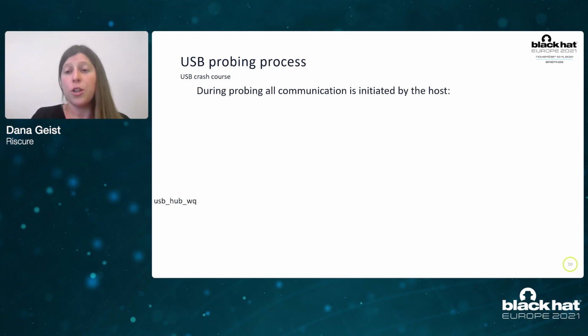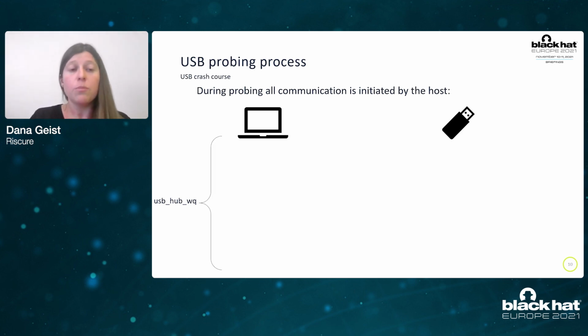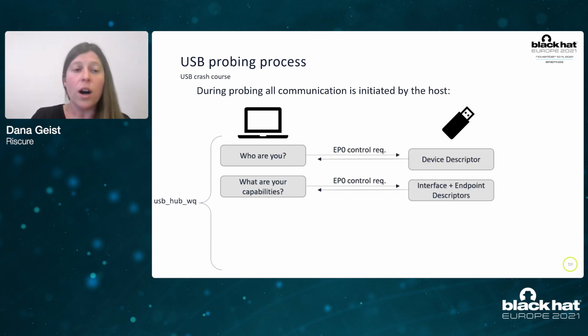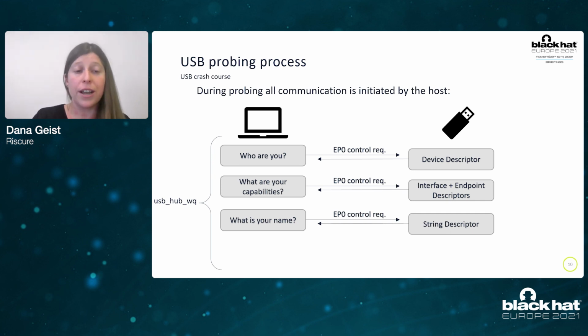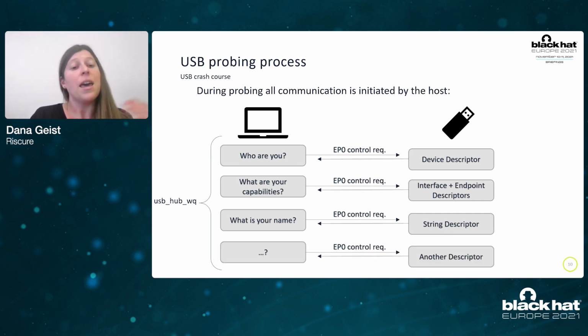So it all starts with the USB hub work queue. This work queue basically contains all the events that the kernel needs to handle related to USB. Then after that, a handshake will start between the host and the device we insert. The host will be asking some questions like, who are you? What are your capabilities? What's your name? And there can be more messages depending on the first exchange. The important thing to note there is that the device that we insert does not have a lot of freedom. It just needs to reply to the host requests and reply in a specific format.